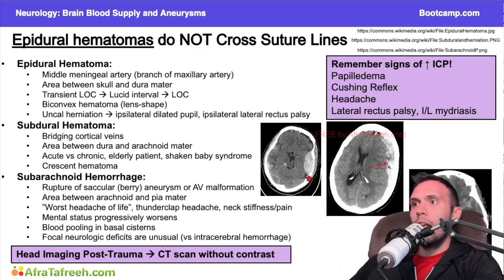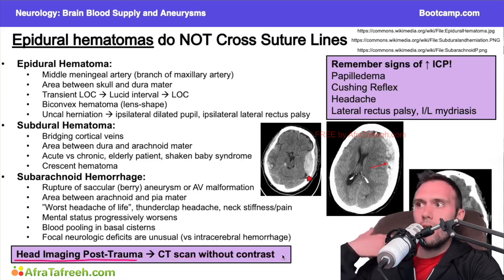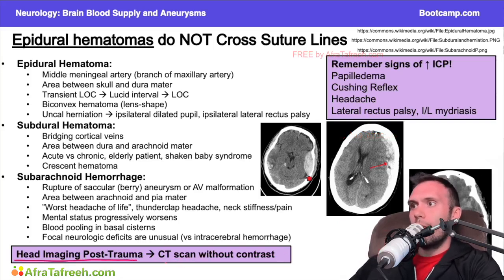Before we go any further, like we said with stroke, head imaging post-trauma, CT scan without contrast. Usually you're going to scan the cervical spine as well. You might have them in a spinal collar. But in board questions for Step 1, again, any kind of trauma or concern for stroke, get a head CT without contrast. Okay, that's a good first step because you're looking for hemorrhage of some sort or hematoma.